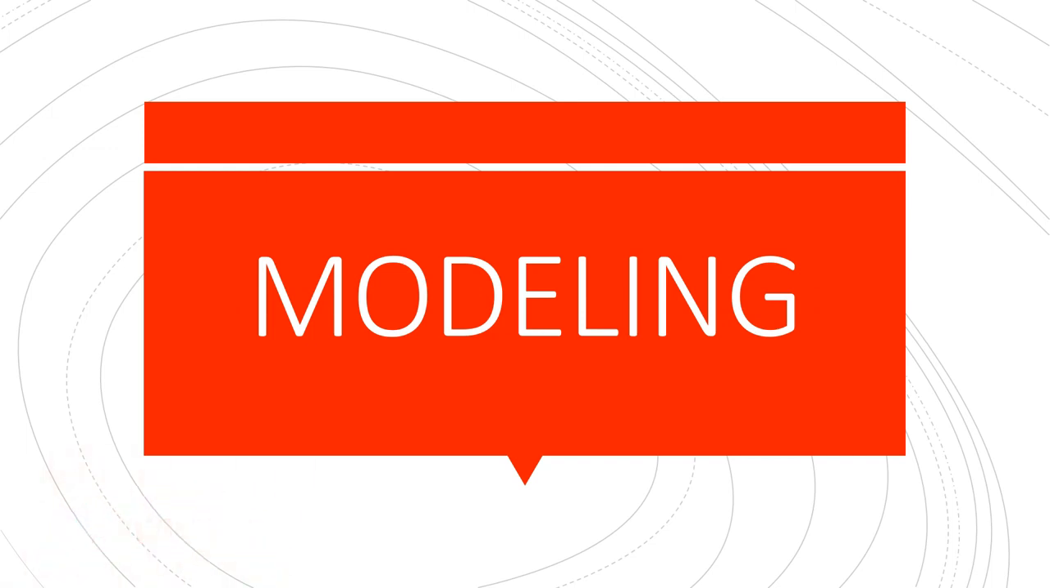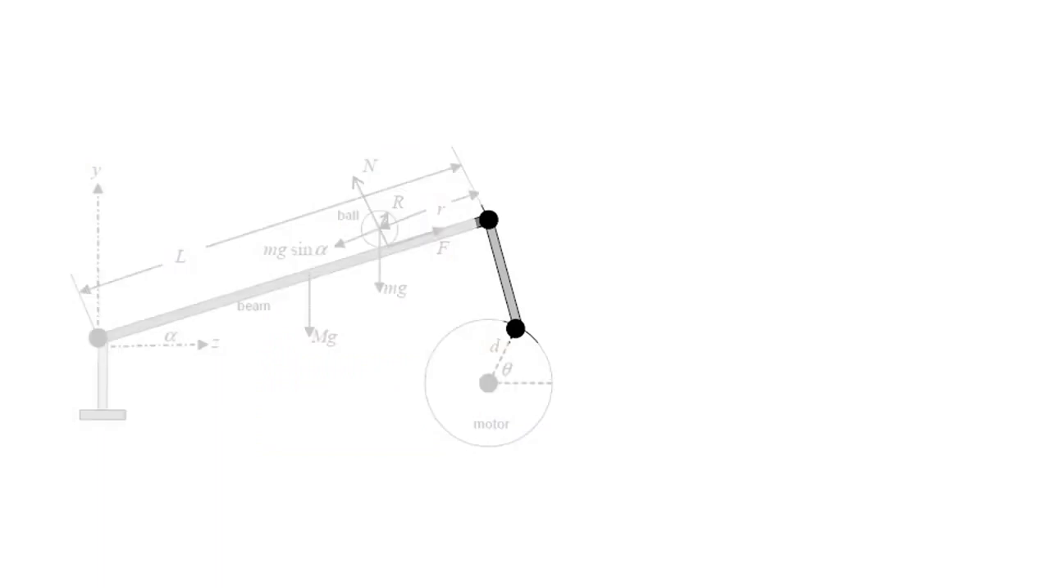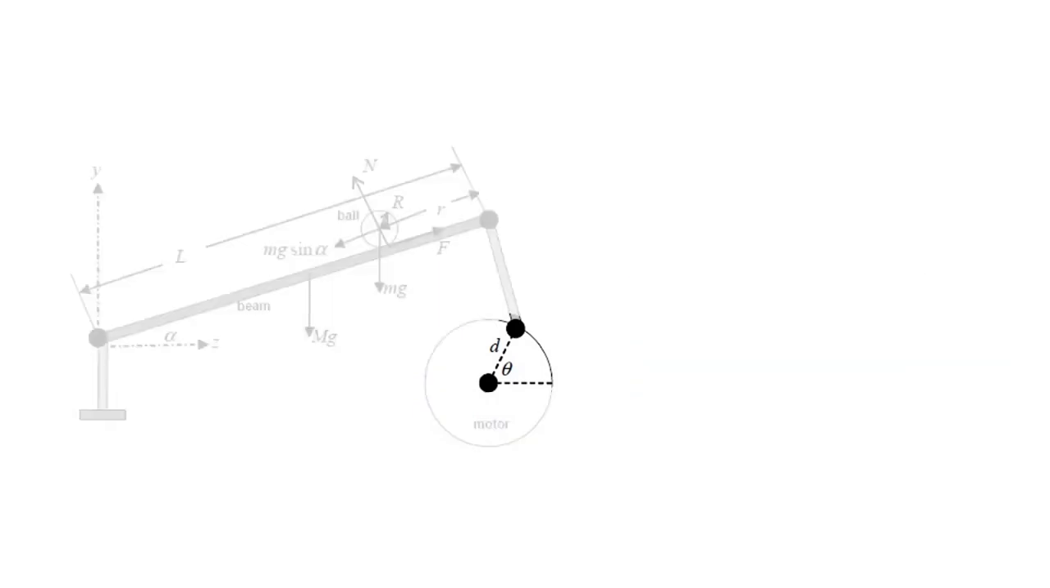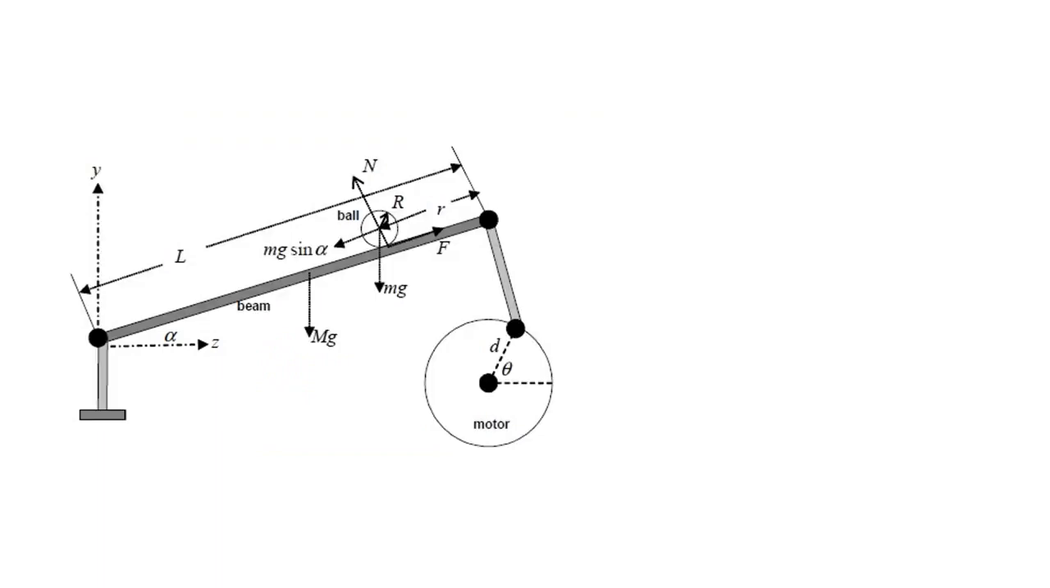First of all, the physical setup. A ball is placed on the beam, allowed to roll with 1 degree of freedom along the length of the beam. A lever arm is attached to the beam at one end and a servo gear at the other. As the servo gear turns by an angle theta, the lever changes the angle of the beam by alpha. When the angle is changed from the horizontal position, gravity causes the ball to roll along the beam.